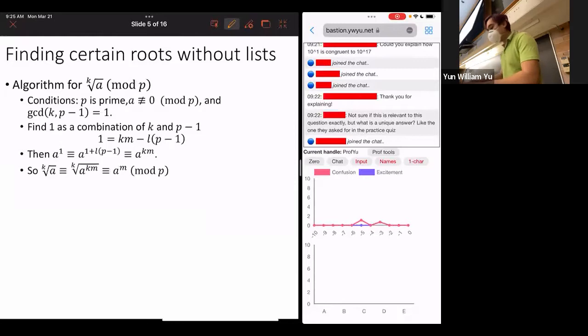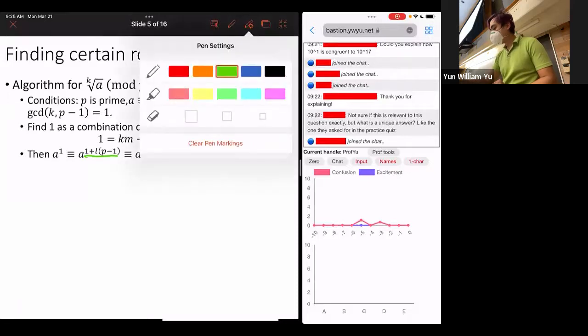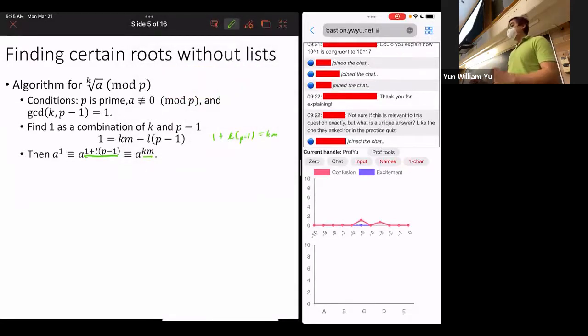So I think last time I said that you immediately know that the answer is a to the m, right? But here I'm going to go through some more of the logic of why it's a to the m. So notice that if 1 is equal to km minus L times p minus 1, well, that is also saying that 1 plus L times p minus 1 is equal to km, right? By just adding on both sides. So that's basically what that's saying.